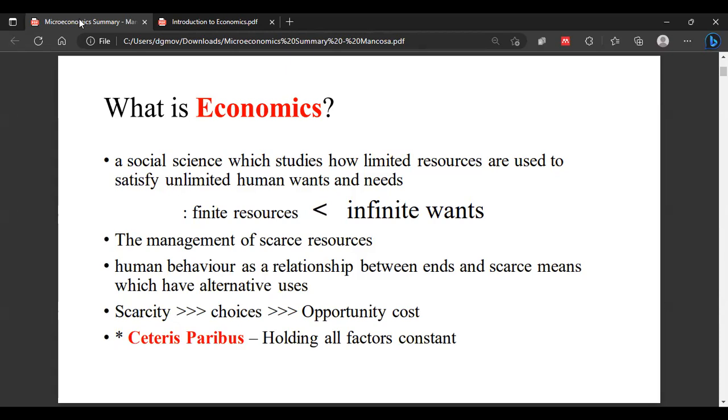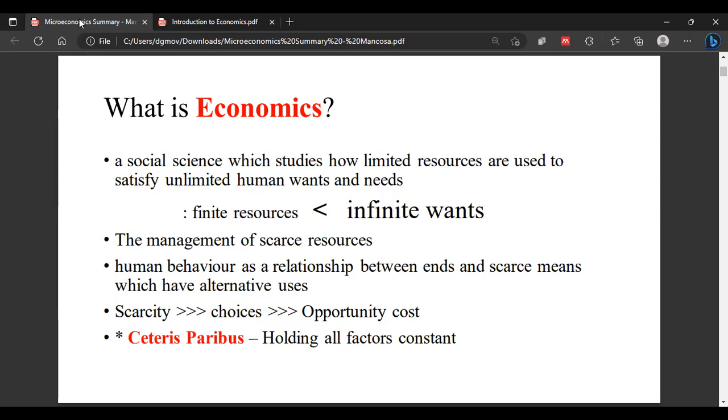You have to decide what to do with the 100 rand that you have in the pocket, whether to buy food or clothing or something else that you might want. The study of this behavior of humans on a daily basis is what we call economics.